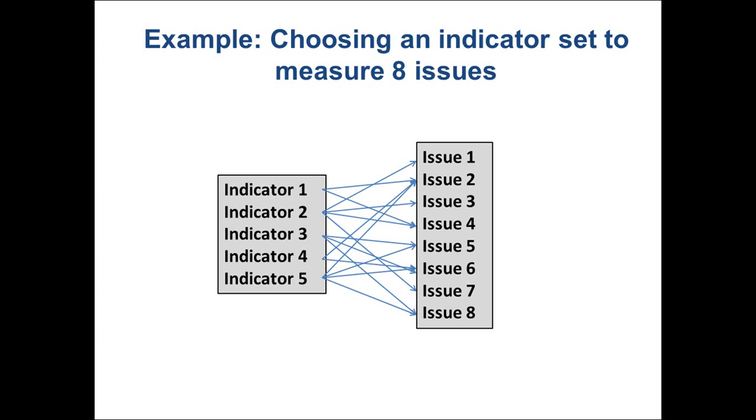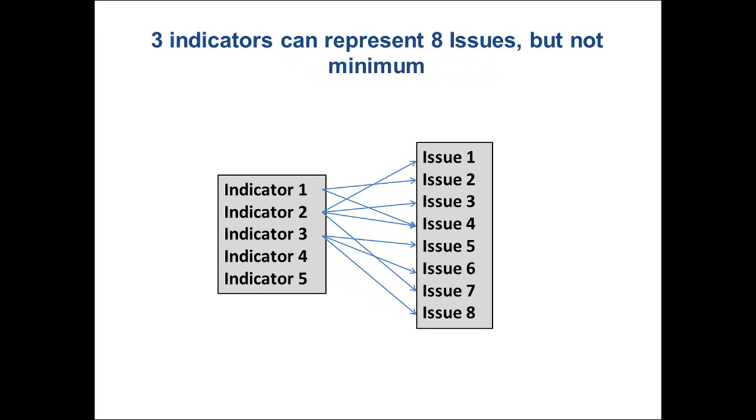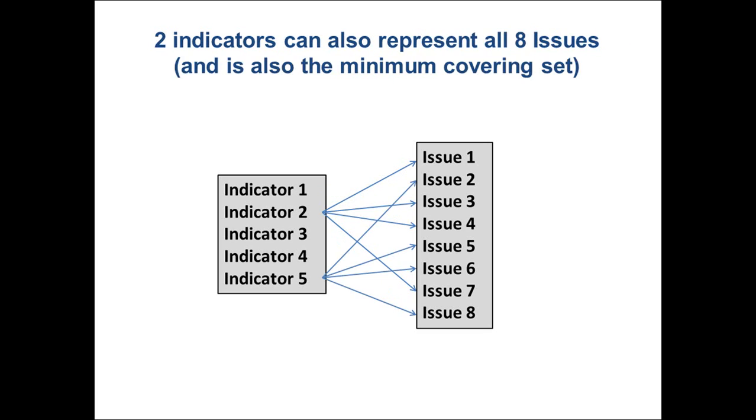There are many overlapping links, and hence not all indicators are necessary to represent all these 8 issues. So we could simply choose the first 3 indicators on the list, and they represent all the issues. But you can see that indicators 3 and 4 both link to issue 4. Instead, we could choose indicators 2 and 5, which also provide information on all the issues, but only require us to track 2 indicators. So this set of 2 indicators also happens to be the minimum set of indicators that can represent these 8 issues.